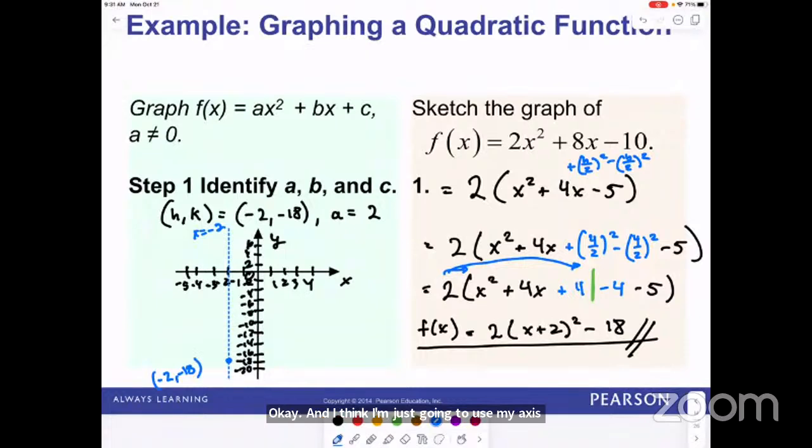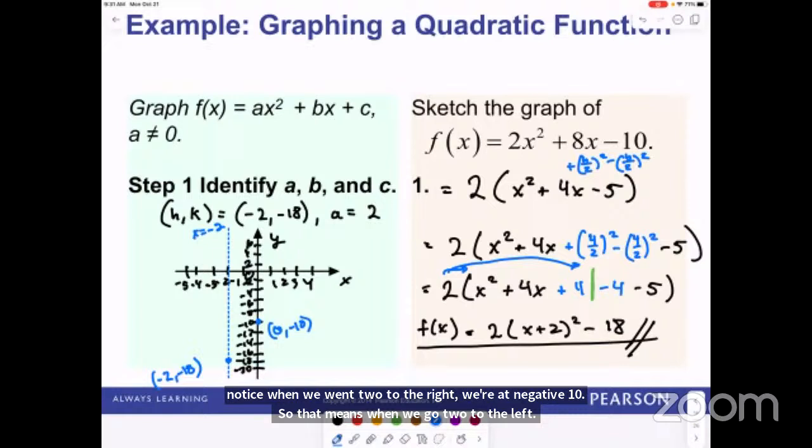Let's see when x is 0. When x is 0, the corresponding y is -10. All right. So notice when we went 2 to the right, we're at -10. So that means when we go 2 to the left, we should also be at -10. So then that means -4, -10 is also a point on the graph.